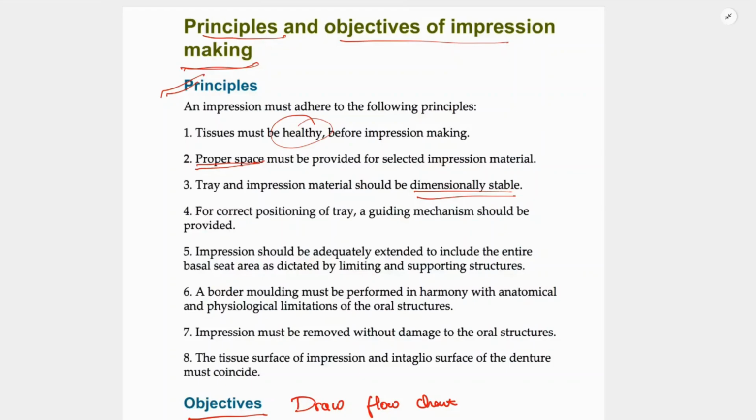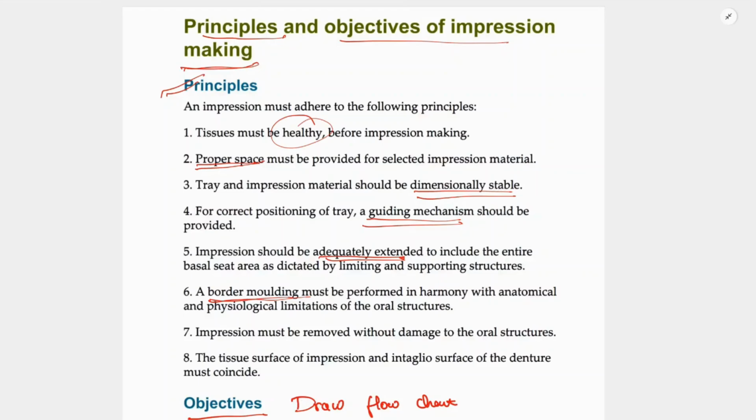Fourth, for correct positioning of tray, a guiding mechanism should be provided. Guiding mechanism is your keyword. Fifth, impression should be adequately extended to include the entire basal seat areas as dictated by limiting and supporting structures. Over here, the main point to be remembered is adequately extended. Sixth, a border molding must be performed in harmony with anatomical and physiological limitations of the oral structures. Border molding is important in this point.